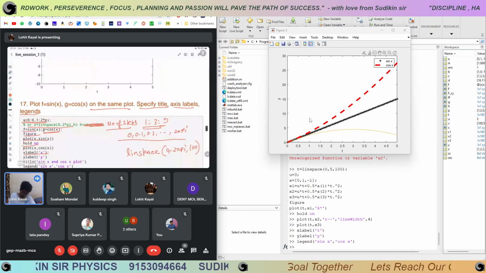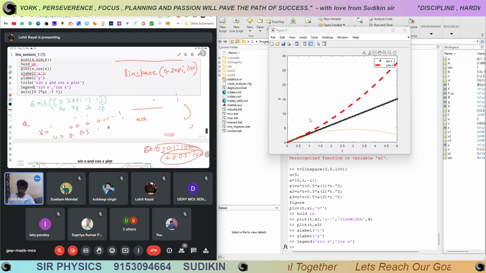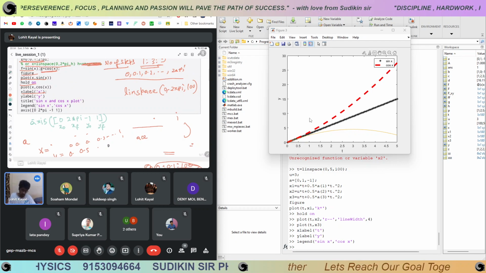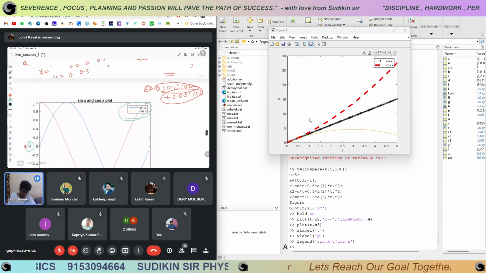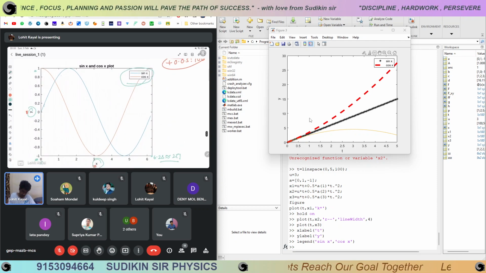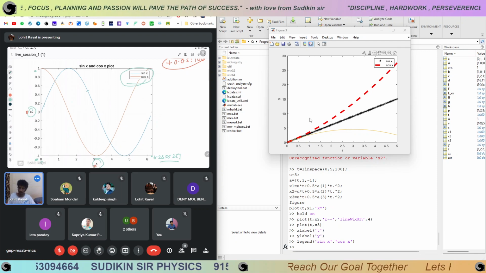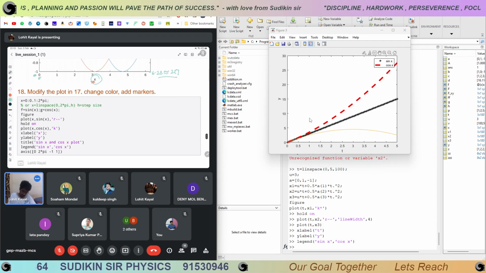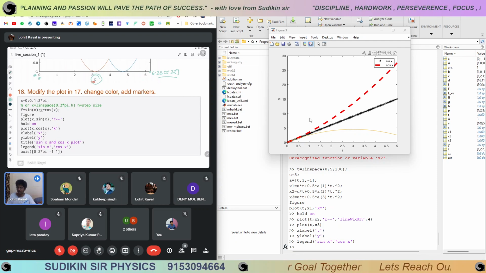Okay, here I have not specified any color. I have just written plot x comma sin x and plot x comma cos x, and here MATLAB is picking some default colors. This is one default color, and another is a default color. I am not specifying anything. Now modify the plot in 17, change color and markers, etc.